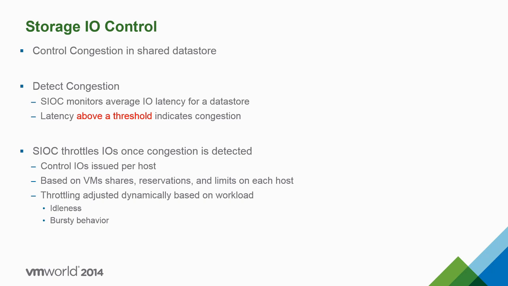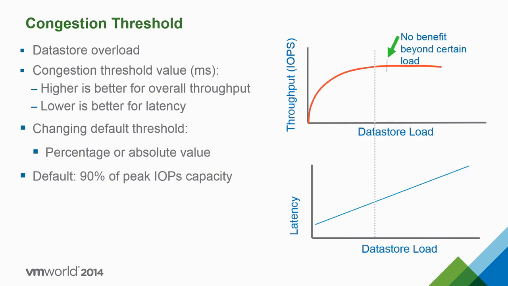The primary mechanism it employs to achieve its goal is adjusting the queue slots on the individual ESX hosts. This is done in a coordinated fashion, such that the performance of the shared data store is always divided based on the controls of each individual VM on that data store. So how is this done? Or rather, what should this congestion threshold that I mentioned be?